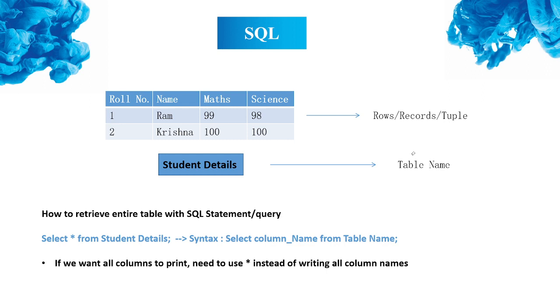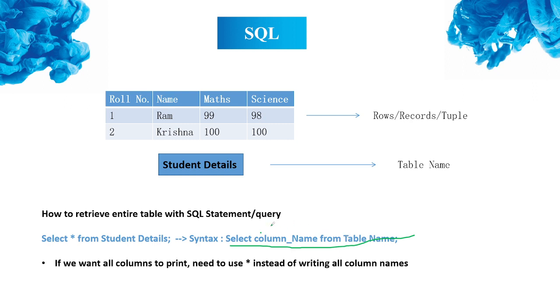Now we'll try to fetch the details of the entire table. Suppose the database contains 100 tuples of data, and we want to see all 100 tuples. How will we do that? Normally, the syntax here is: select the column name from the table name. If you want to know only the names present in the database, we can directly write select name from student details.